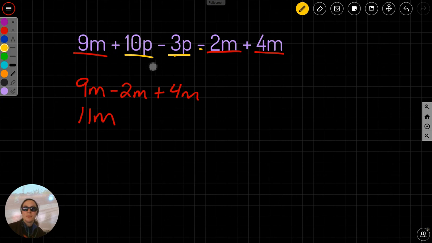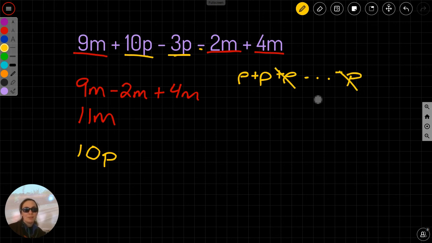Now let's look at our p's. Here we have 10 p's. And here we're taking away 3 of those p's. So if I wrote this out, p plus p plus p, plus p, etc. And then minus p. Every time I minus p, it would cancel out one of the plus p's. So I'm just going to subtract 3 from 10, and I'm going to have equals 7 p's. And that's my total p's.